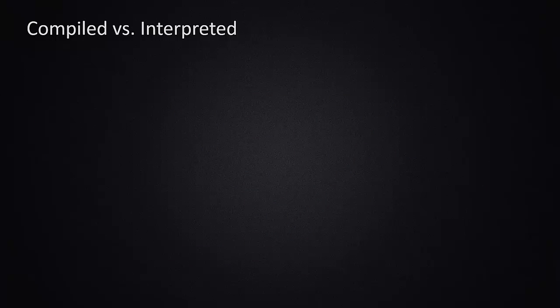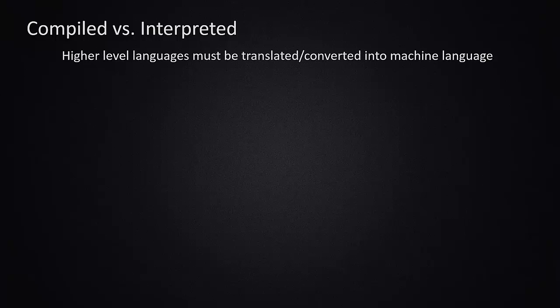Languages generally come in two forms, compiled or interpreted. The ultimate goal is they have to be converted into machine language, and the method by which they are converted is somewhat different in a compiled versus an interpreted model.